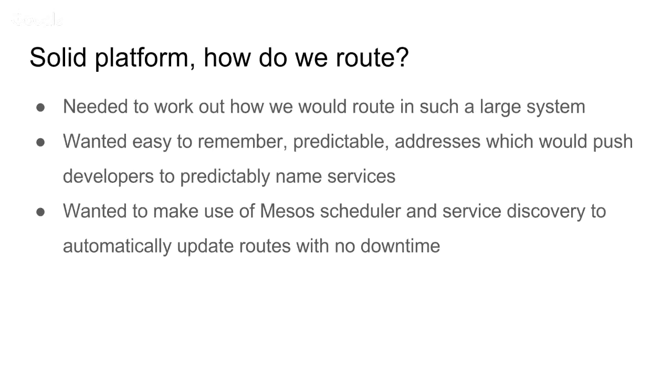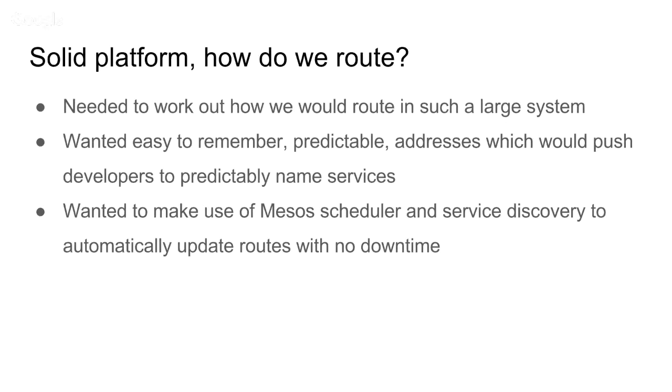Which kind of brings us on to the next problem. We've got this amazing platform. We've got these containers running. We've got Mesos DNS, which is fantastic most of the time. It's really great, but that doesn't help with any of the load balancing. It doesn't help with any of the back off, circuit breaking, any of those other pieces. So we needed to think about how we route in a platform like this. And deploying an ELB is not the solution at this kind of scale.